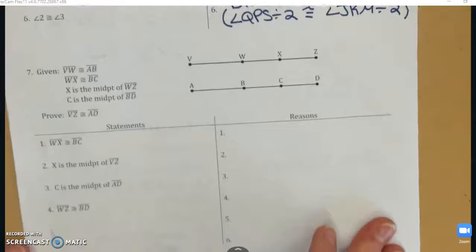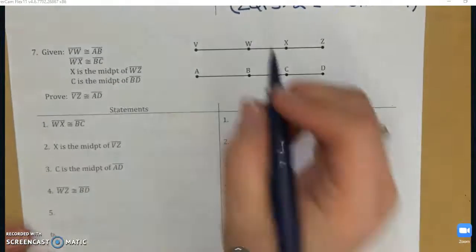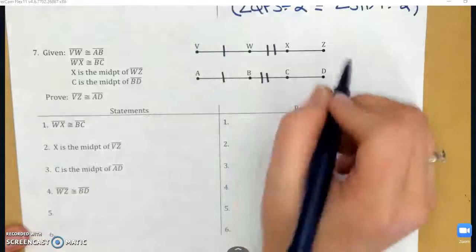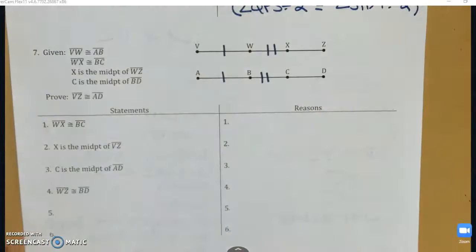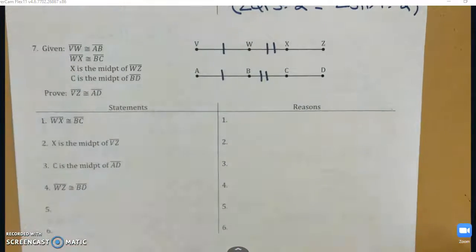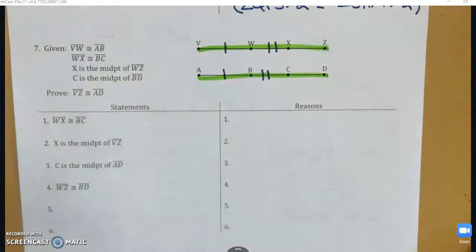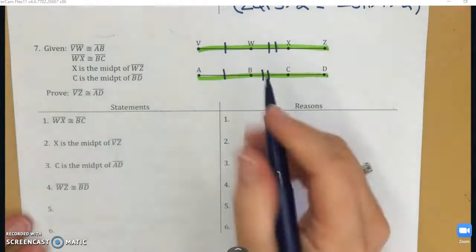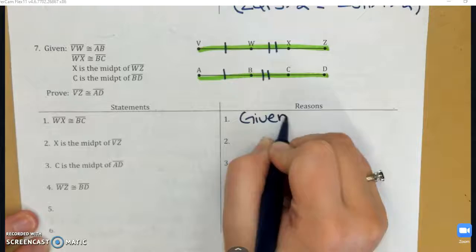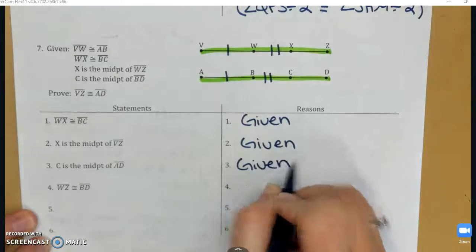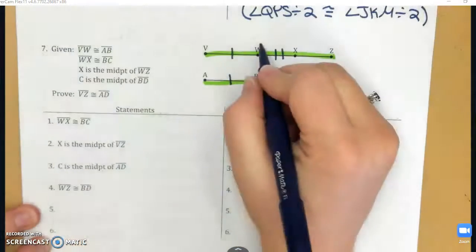All right, last one. VW is congruent to AB, WX is congruent to BC, X is the midpoint of WZ, C is the midpoint of BD. Okay, I want to prove that the whole long segment VZ is congruent to AD. Now these first three pieces are all given information from my problem. Now, my next one, that WZ is congruent to BD.